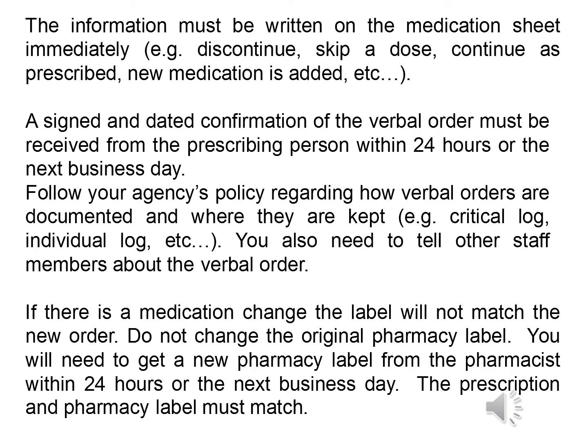The information must be written on the medication sheet immediately. Example, discontinue, skip a dose, continue as prescribed, new medication is added, etc. A signed and dated confirmation of the verbal order must be received from the prescribing person within 24 hours or the next business day. Follow your agency's policy regarding how verbal orders are documented and where they are kept. Example, in the critical log, individual log, etc. You also need to tell other staff members about the verbal order.